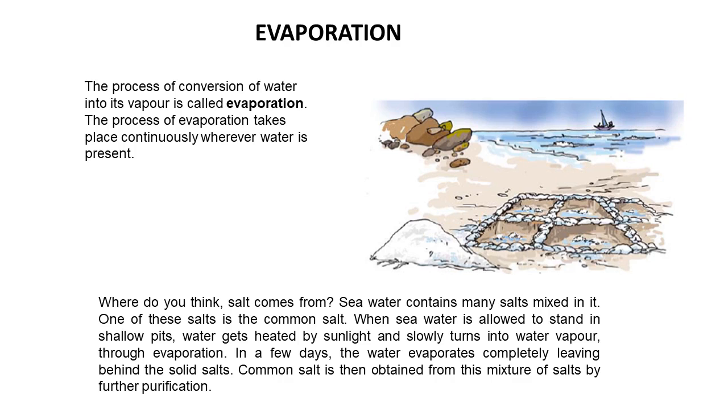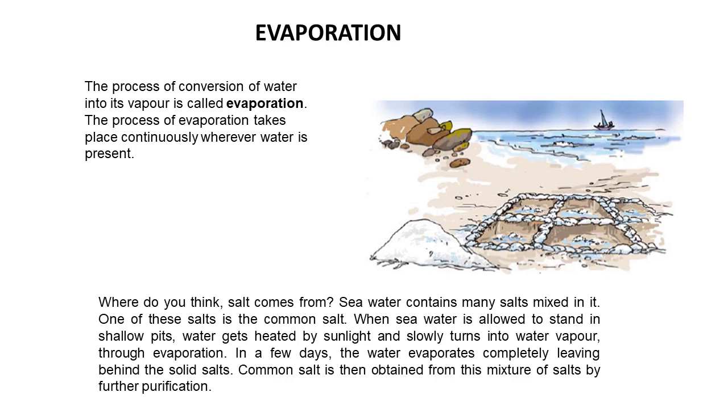Seawater contains many salts mixed in it. One of these salts is common salt, and when seawater is allowed to stand in shallow pits, the water gets heated by sunlight and slowly turns into water vapor through evaporation. So here the main process is called evaporation.